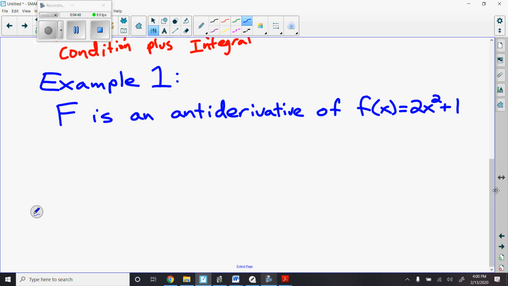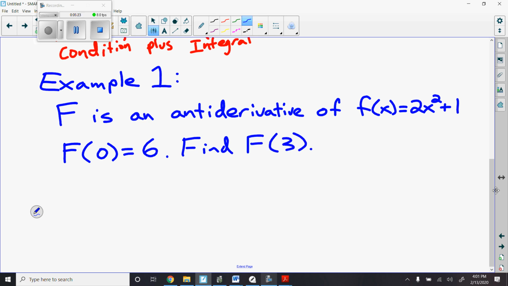Okay, so we know capital F is an antiderivative of f of x equals 2x squared plus 1. And what I'm going to do is give you an initial condition. So the initial condition for our capital F, our antiderivative, is we know capital F of 0 equals 6. And our goal is we want to find capital F of 3.